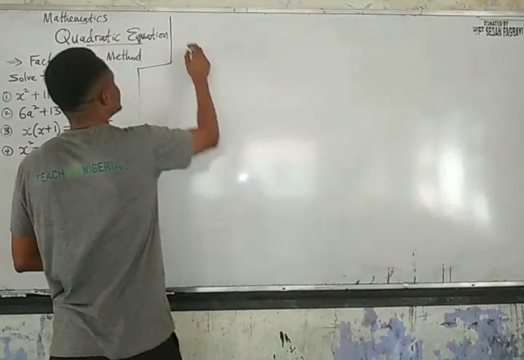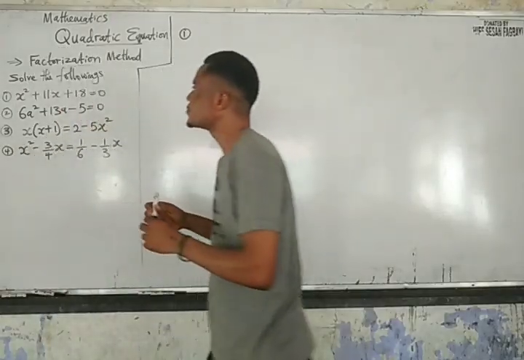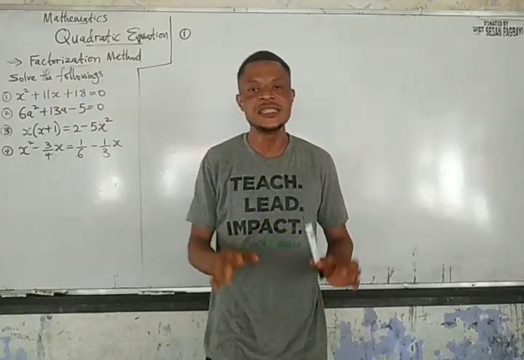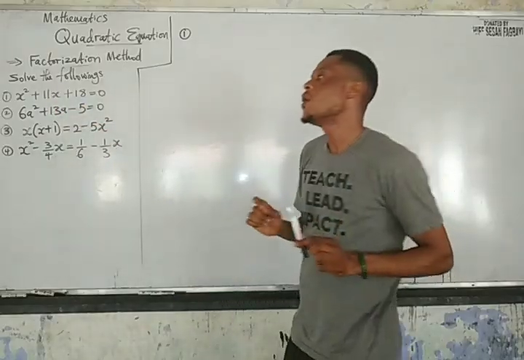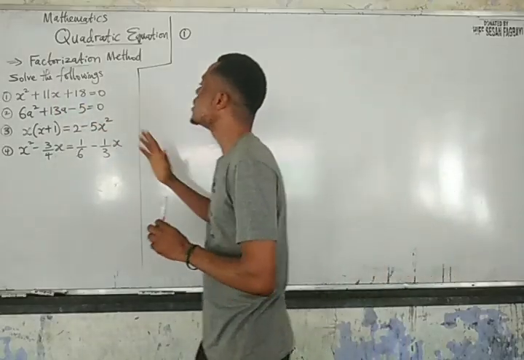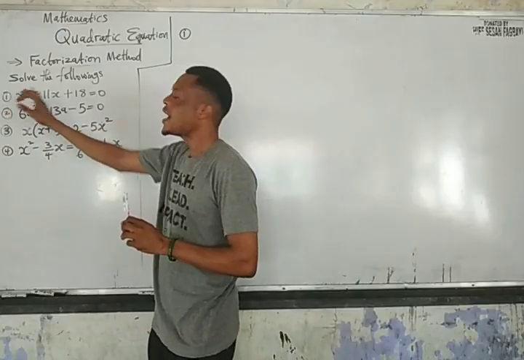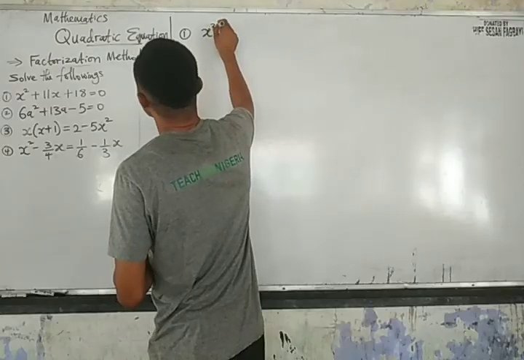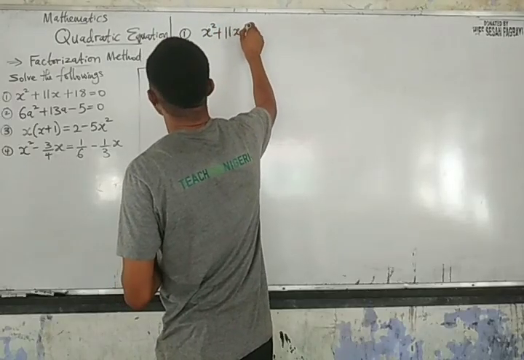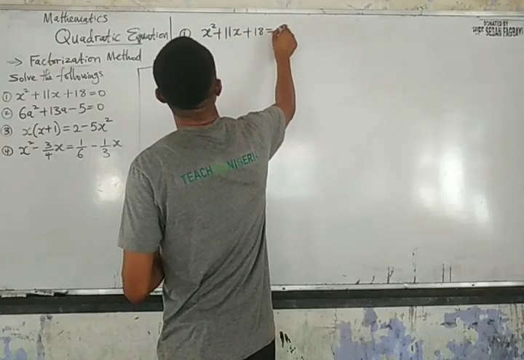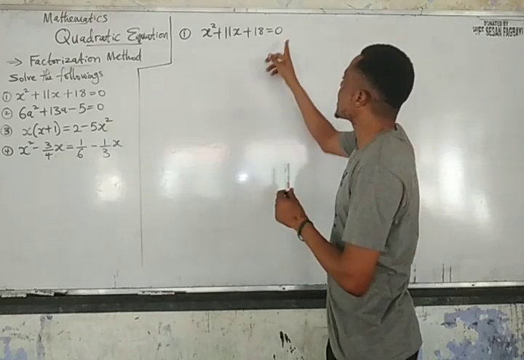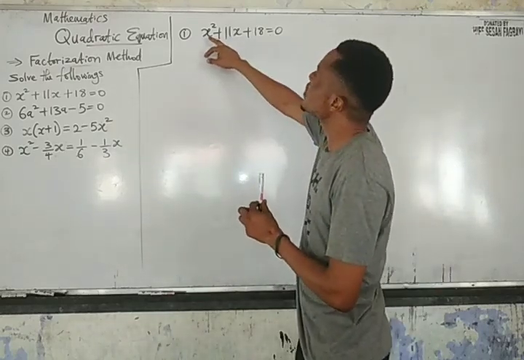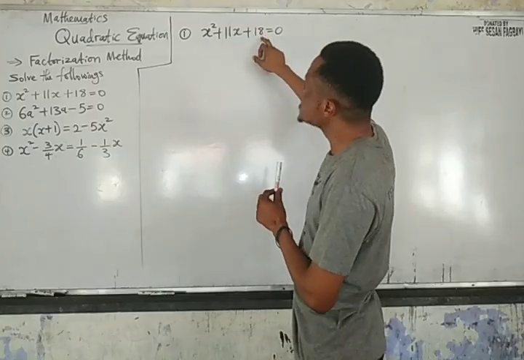Now the first one, x squared plus 11x plus 18 equal to 0. What we are going to do here is to multiply this and this together. Now let me write it again. We have an equation here because of the equal to 0. So we are going to multiply this and this together.